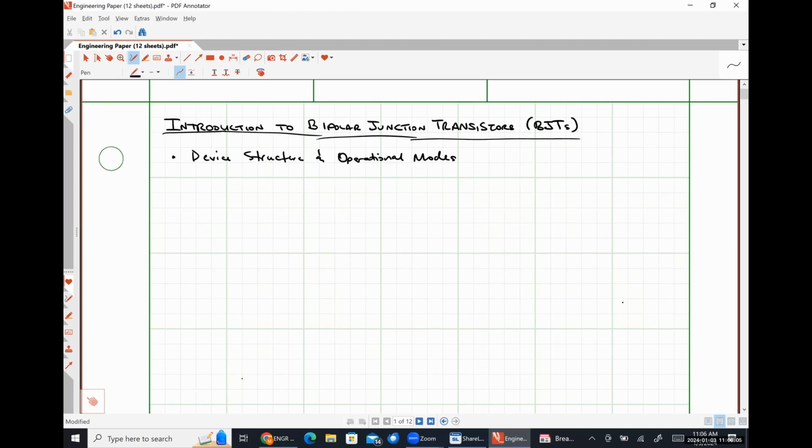In reality, a BJT structure is going to look something like this. So let's say that we have a substrate, and this is going to be N-type material. And then over here, let's have a separate substrate, and this will be P-type material.